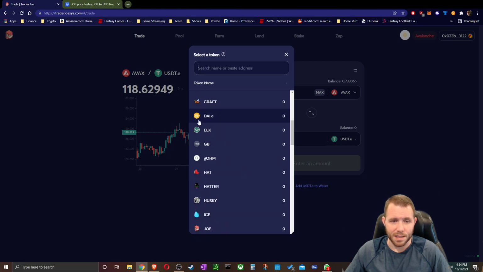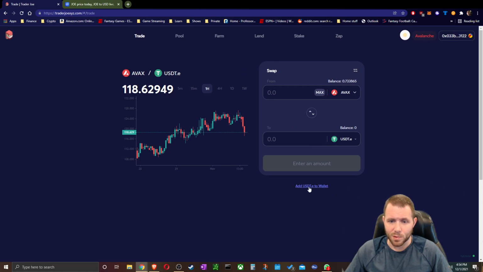And take note that like DAI, that's a stable coin, but this is DAI.e, which is the Avalanche network version of it. So that's all it is. Pretty simple as to what they are.